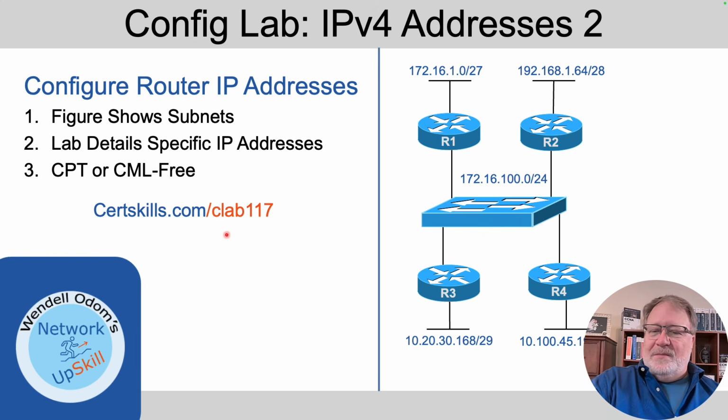Lab. I'm pointing you to a lab. It's Config Lab 117 on my blog site, and I've got a series of config labs there about configuring IP version 4 addresses. I picked lab number 2 in that series. It uses this network diagram where you've got 4 routers that are connected to a central subnet, and each of those 4 routers has an outer subnet, as you see on the top and the bottom here. The diagram shows the subnets. The lab exercise shows the specific IP addresses and directs you how to choose those. You can do this one in Cisco Packet Tracer or CML free, as it turns out. So you can go to that link and do the lab. It's also got Config Lab intro and review videos as well.